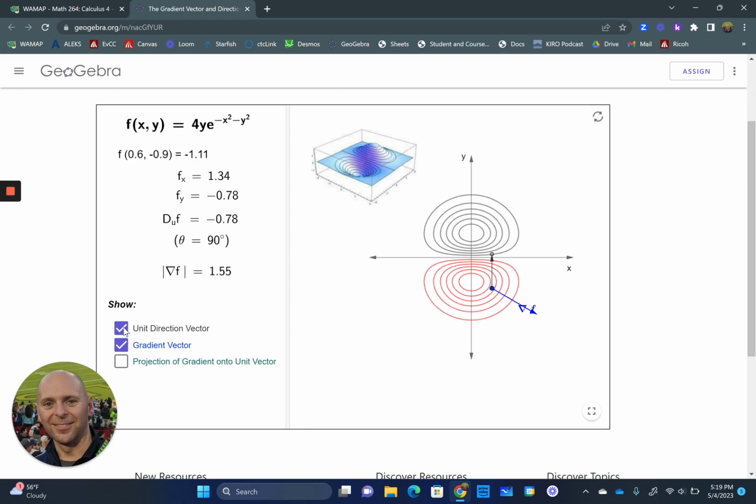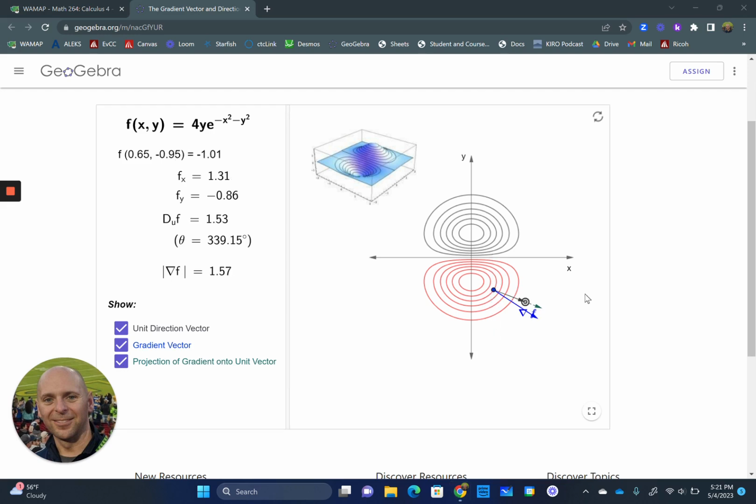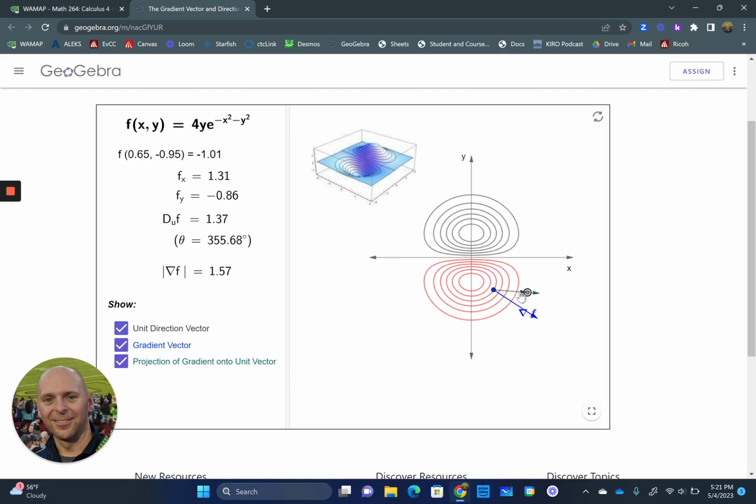The other thing we could look at is how the gradient works alongside a unit vector. So now we can relate this a little bit to our directional derivative by putting on this unit direction vector and the projection. The projection that we see is this dotted vector as I move this around. And what that represents is our directional derivative.